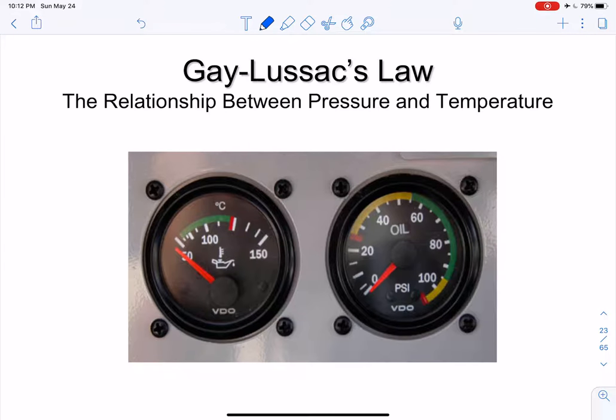Students, in this lecture, we're going to talk about Gay-Lussac's law and how the pressure of a gas is related to the temperature of a gas.